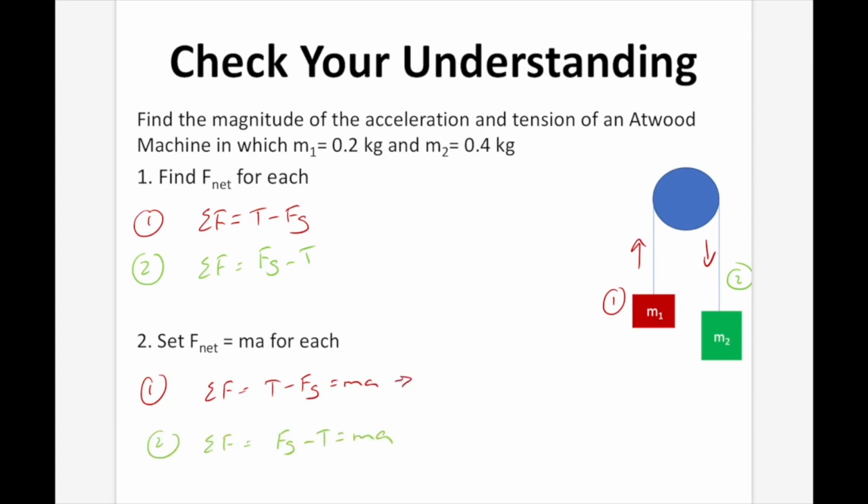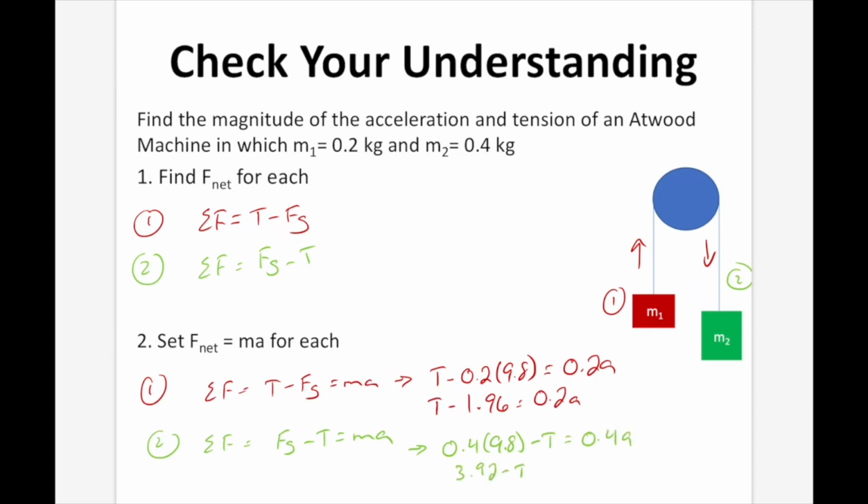Now we can plug our numbers in. Tension minus Fg, remember that's mg. M is going to be 0.2 times 9.8 equals 0.2 times A, and that gives us tension minus 1.96 equals 0.2A. And then for equation 2, we're going to have Fg, which again is mg, so 0.4 times 9.8 minus T is equal to 0.4A. 0.4 times 9.8 is 3.92, minus T equals 0.4A.